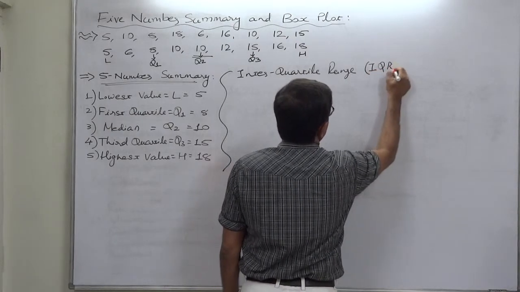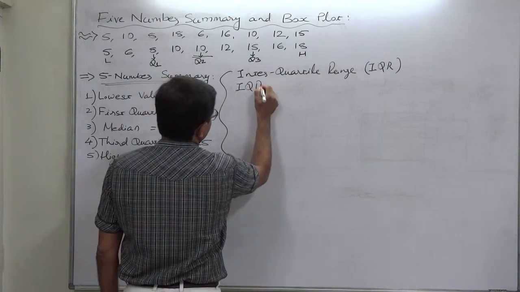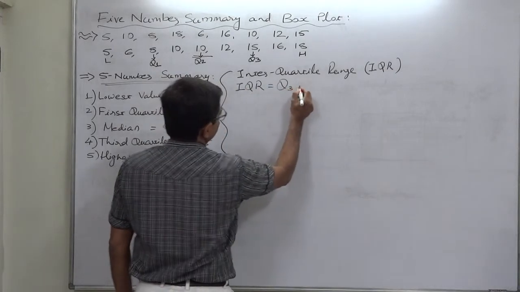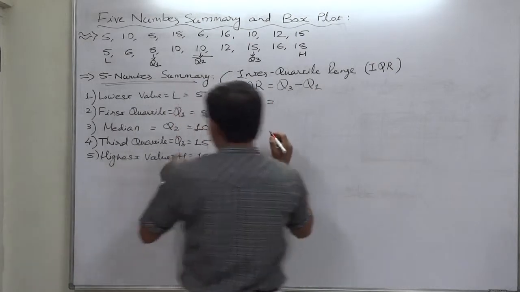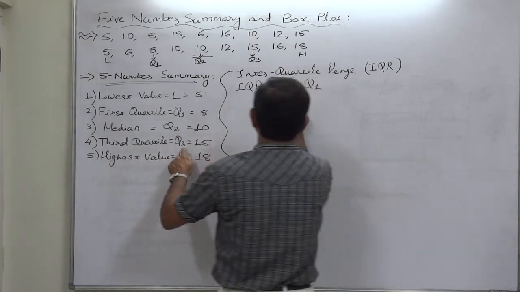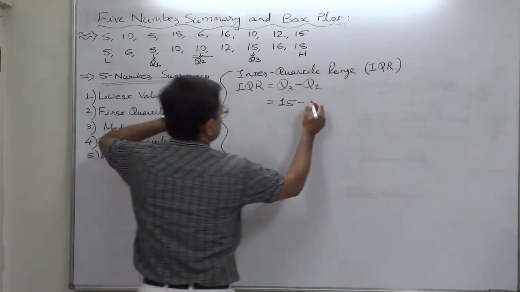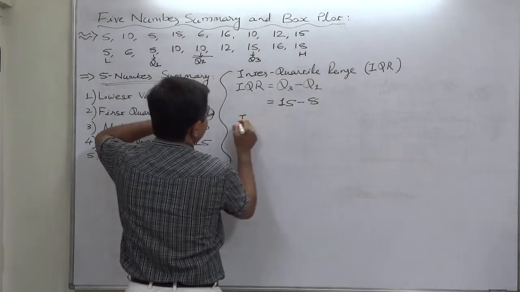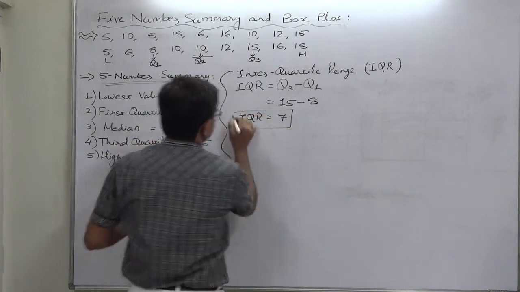IQR. What is the formula of IQR? Q3 minus Q1. IQR equals the highest quartile Q3 minus the lowest quartile Q1. In our 5 number summary, the highest quartile is 15 minus the lowest quartile, which is 8. So IQR in this particular case comes to 7.